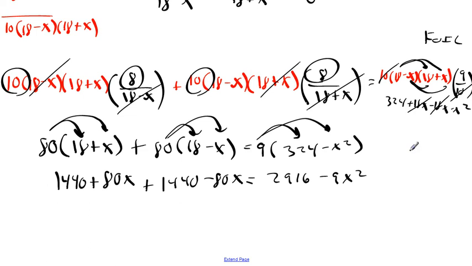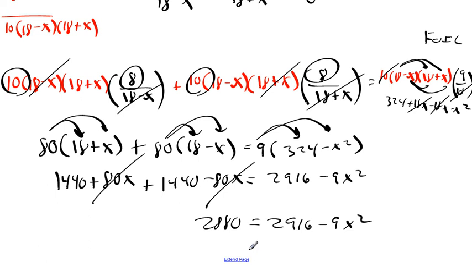Let's see what can cancel out here. The 80s can cancel out. Then I can add the 1440s together and get 2880, and that equals 2916 minus 9x squared. Okay, cool. Since we just have an x squared term, we're going to be able to utilize the square root property.